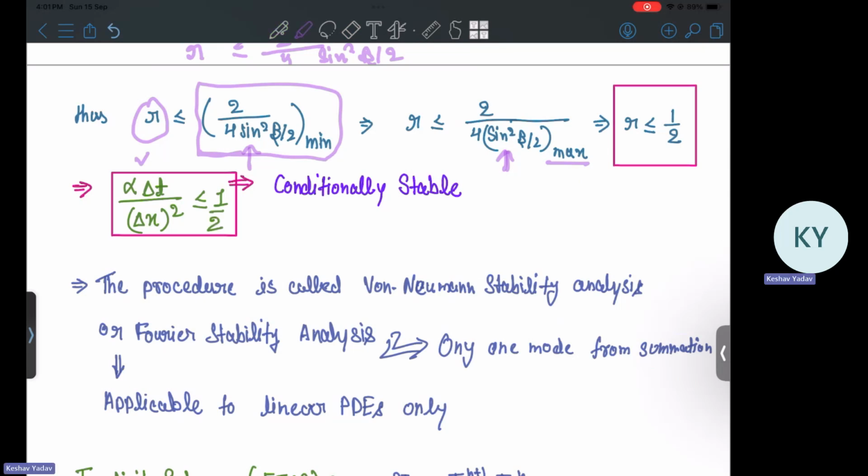This condition should be satisfied. Okay. For the stability of the solution, what does it mean? This solution is conditionally stable. It means that if this condition is satisfied, then only the explicit scheme will be stable, otherwise it will be unstable.